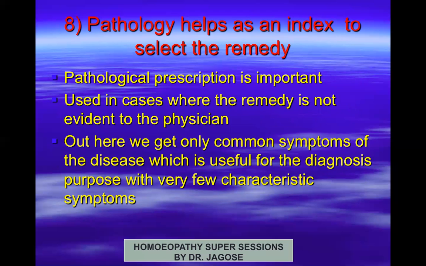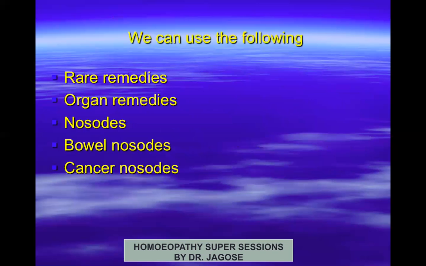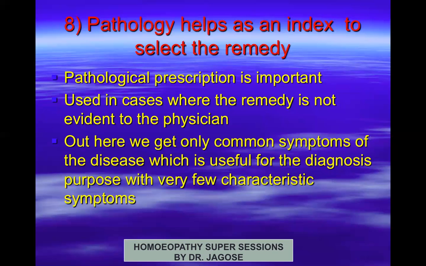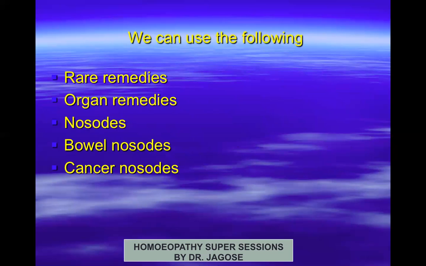It is used in cases where the remedy is not evident to the physician, or it becomes difficult for the physician to perceive the correct remedy because of lack of symptoms. Here, we only get common symptoms of the disease, which are useful for diagnosis, with very few characteristic symptoms, and these characteristic symptoms may or may not be present. So as a pathological prescription, what can we use? We can use rare remedies, organ remedies, nosodes, bowel nosodes, and cancer nosodes.